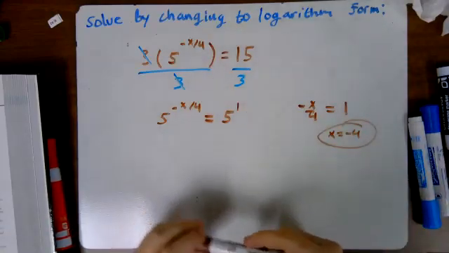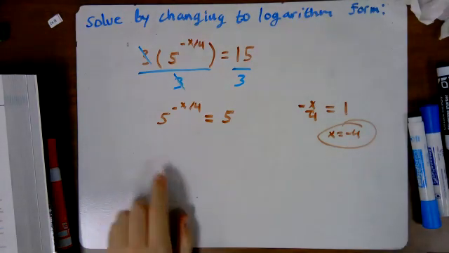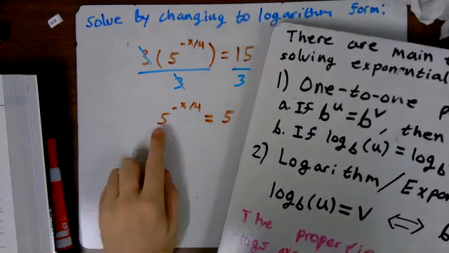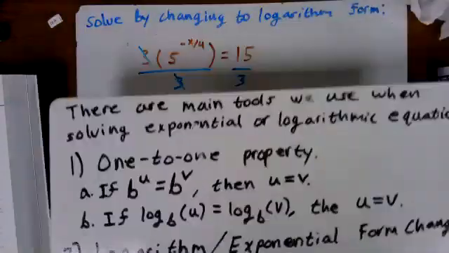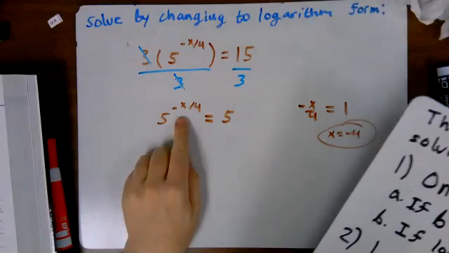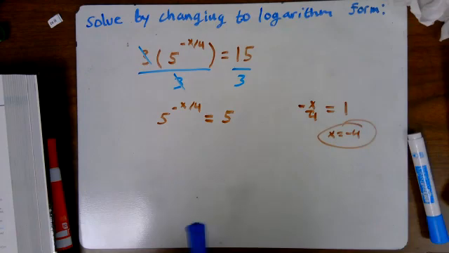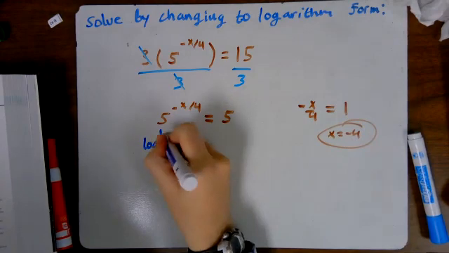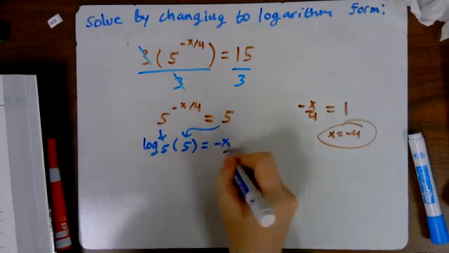But let's change it to logarithm form, just in the name of trying it out. So, in logarithm form, our base would be 5. The inside of our logarithm would be 5, and it would equal negative x over 4. So we would have log base 5 of 5 equals negative x over 4.